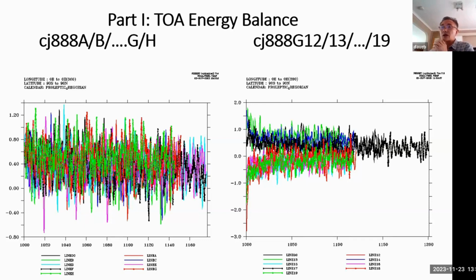It means the model has a tendency to warm up all the time, because we have extra energy going into the atmosphere and then passing into the ocean. So we want to see whether these new PPE experiments can give us something better at the TOA and a better energy balance there. This is the comparison. The left side is the previous group of experiments using the GM parameters we just mentioned.